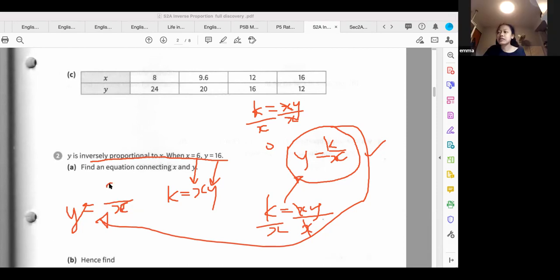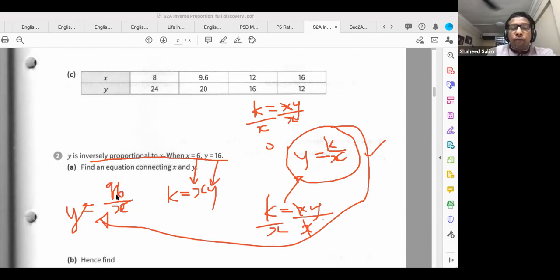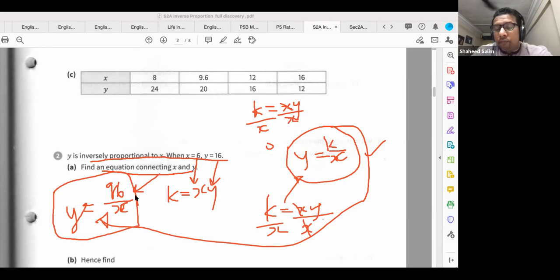This is your formula. Write an equation connecting x and y. This is your formula. Are you okay? Now, from here, I can give you any of these values, and you can find the other one. Correct? I can give you x, you can find y. I can give you y, you can find x. So that's what they're going to do.